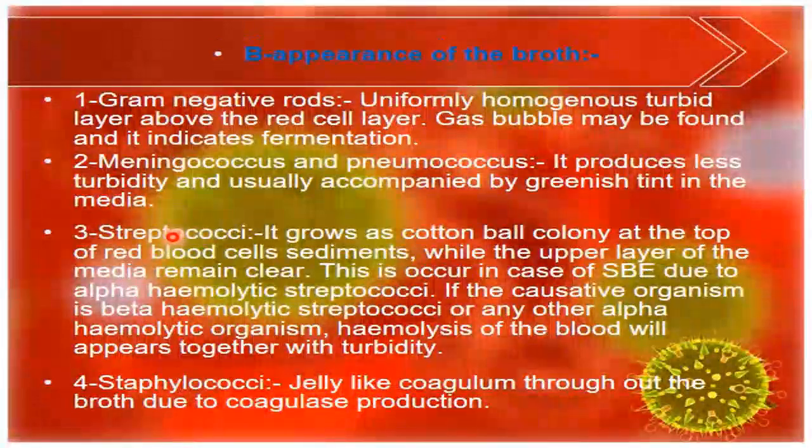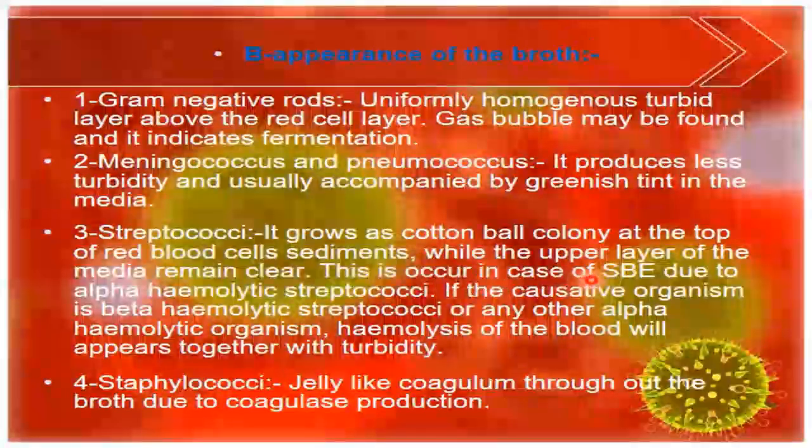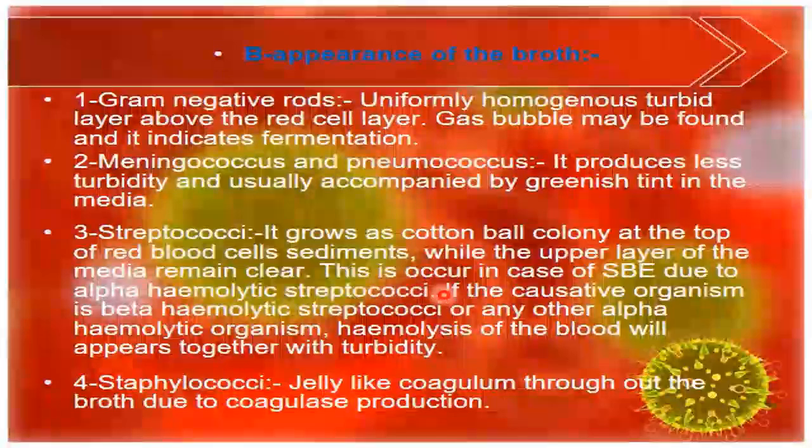In case of streptococcal infections, we can see cotton ball colonies. Colonies that resemble cotton balls on top of the red blood cells. When we see this shape of cotton ball colonies, that means streptococcal infection, while the upper layer of the media remains clear. This occurs in case of subacute bacterial endocarditis due to alpha hemolytic streptococci.